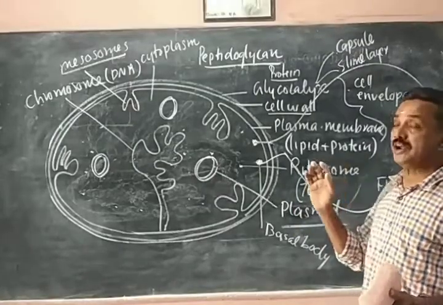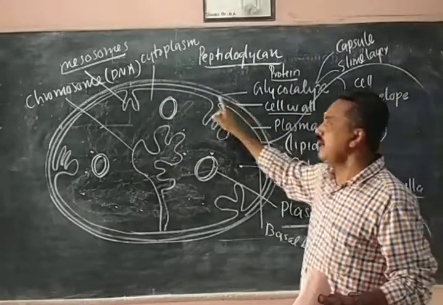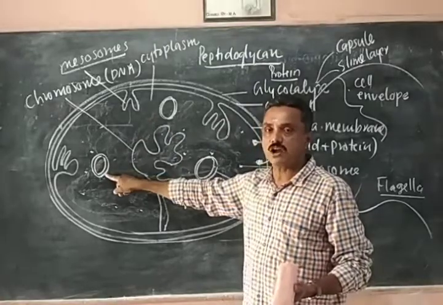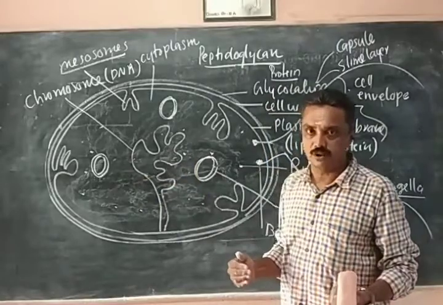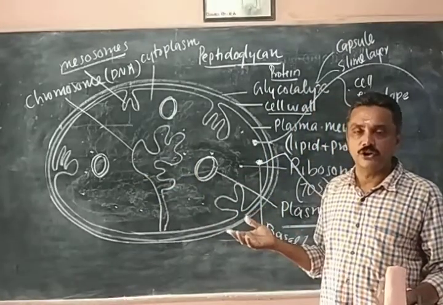The most important things are the mesosome, the cell envelope, and the bacterial circular extra chromosome. This is the structure of the prokaryotic cell. You should draw it and study it. Then in the next class we will see the structure of the eukaryotic cell.